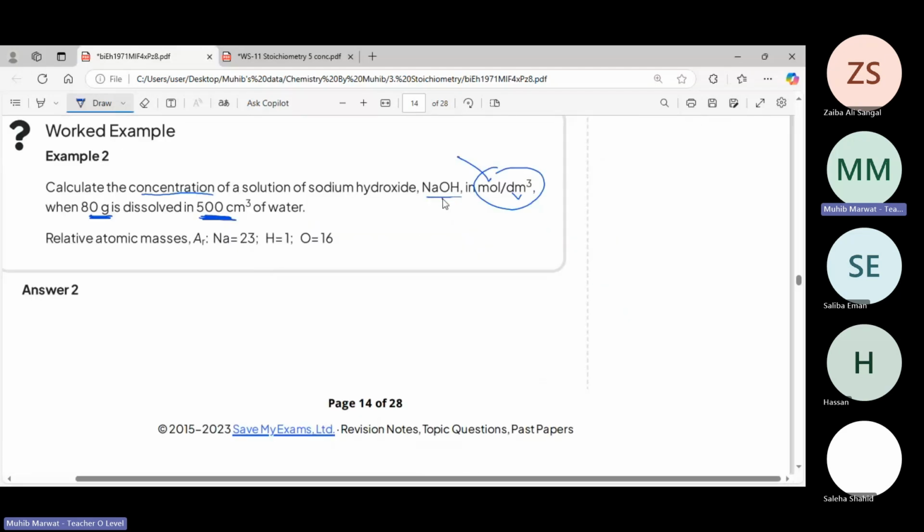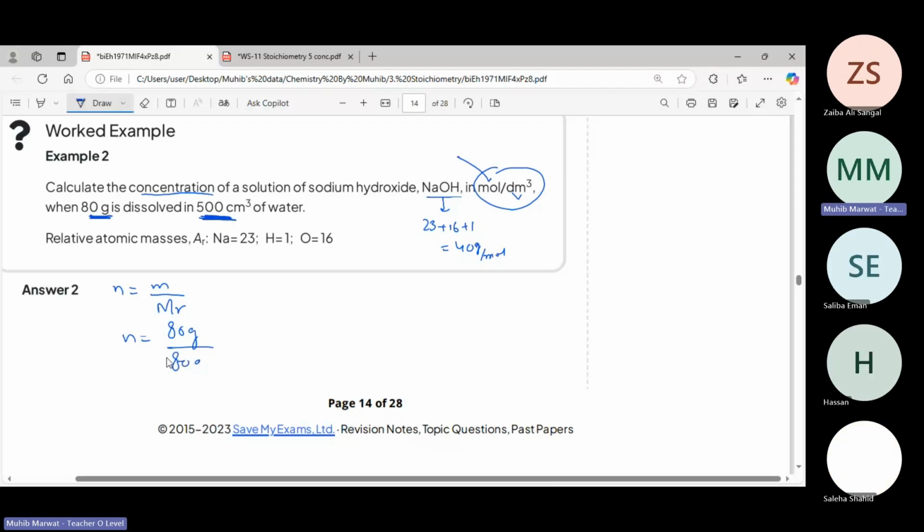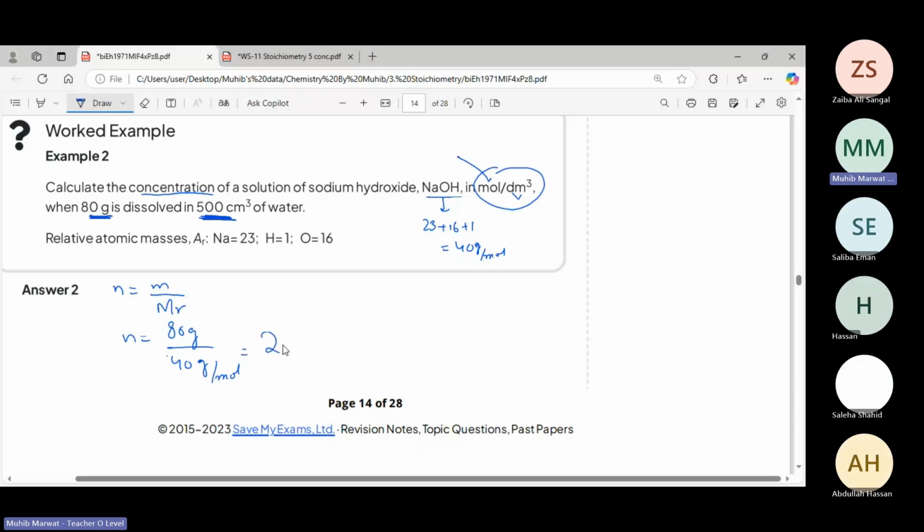How? Look here, we are doing it by ourselves. Molar mass of NaOH is 23 plus 16 plus 1, equal to 40 grams per mole. So we are going to first calculate the number of moles of NaOH: mass divided by Mr. Mass is 80 grams, and molar mass is 40 grams per mole. So the answer is 2 moles, right?